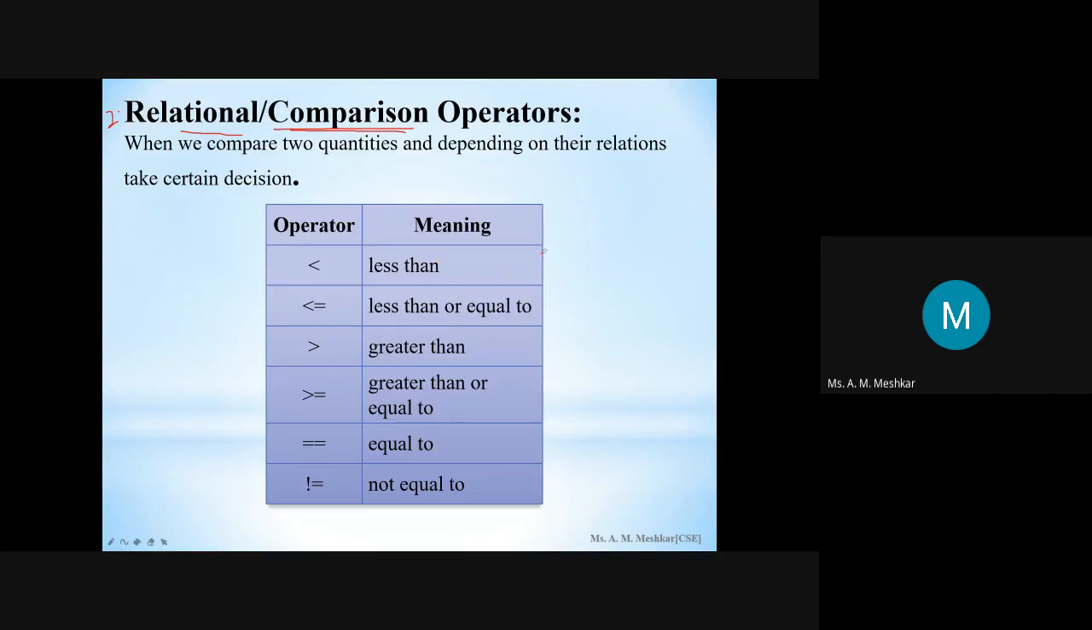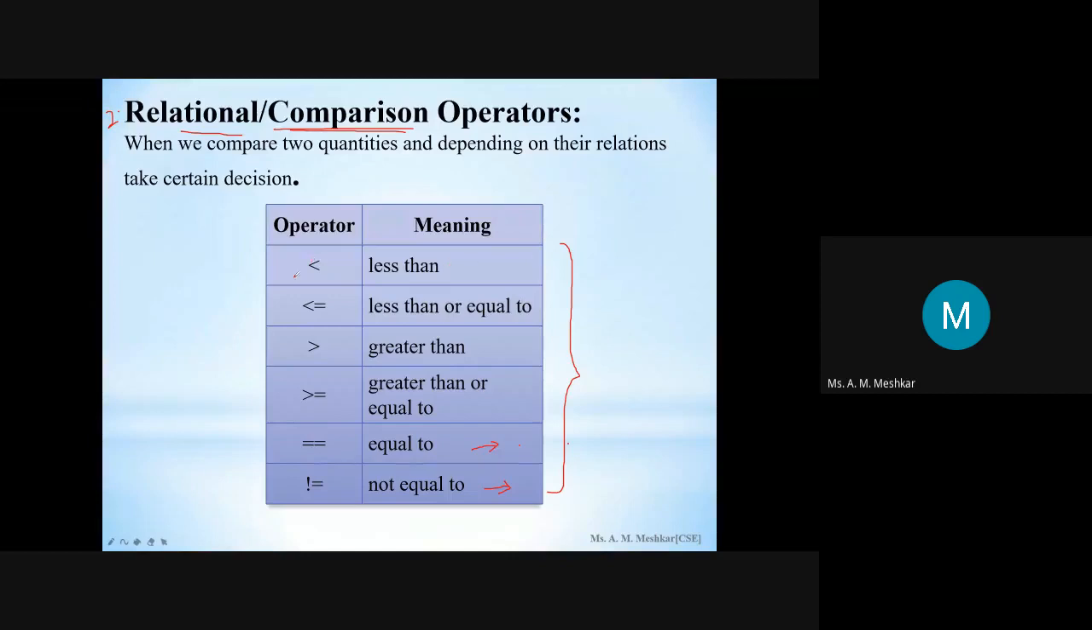As you can see here, the operator and its meaning is given in this table. Less than, less than equal to, greater than or equal to, equal to equal to. This is known as the equality operator. We use this when we want to check whether two values are equal to each other or not. And not equal to, this we use when we want to check whether two values are not equal to each other. So these comparison operators will be giving the results in the Boolean data type.